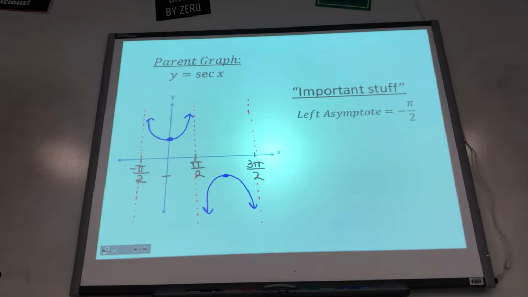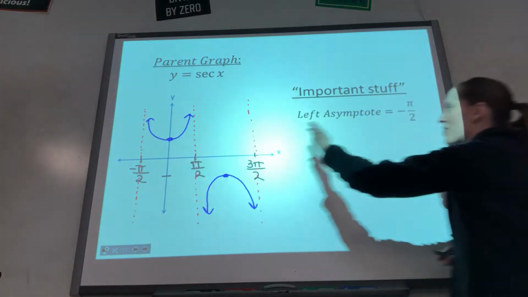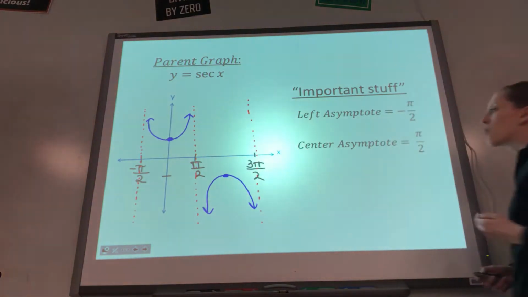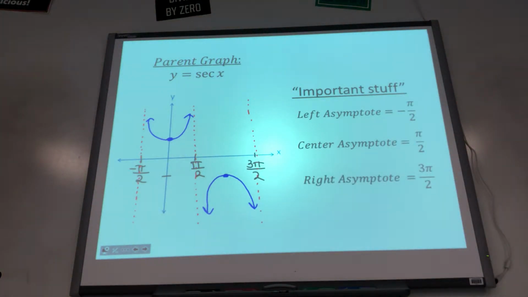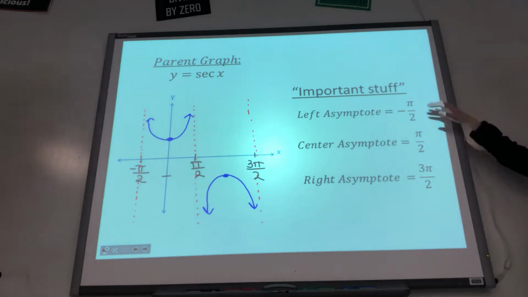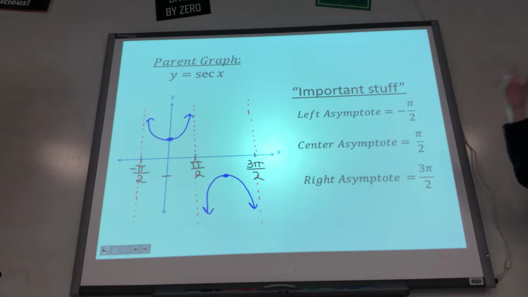Yesterday, the next part was a center point. It's not really a center point with this graph. I'm going to just call that a center asymptote. It's the one in the middle. That is at pi over 2. And you can see right here, the right asymptote is at 3 pi over 2. Important stuff for secant. Later on, when we do our examples, if the period changes, again, we'll take that old stuff and divide it by b.